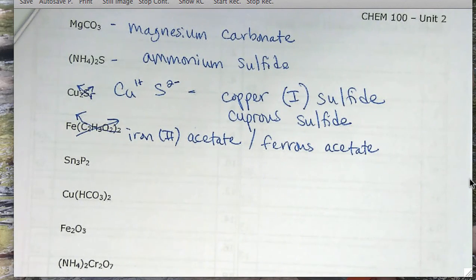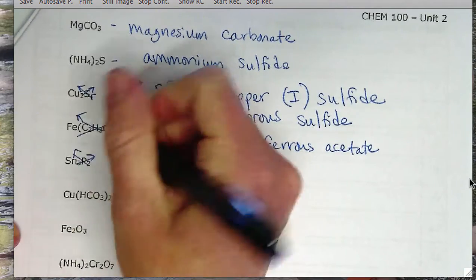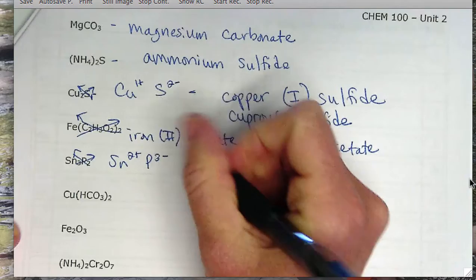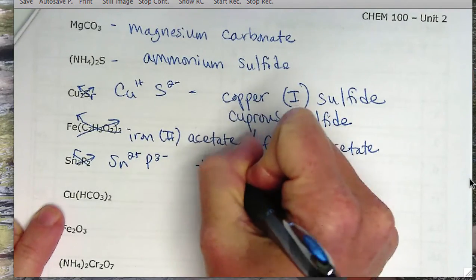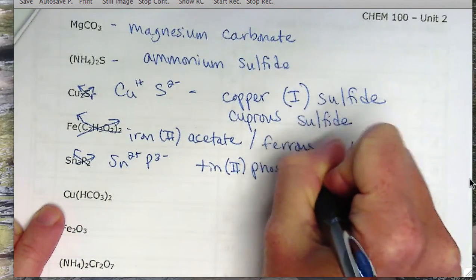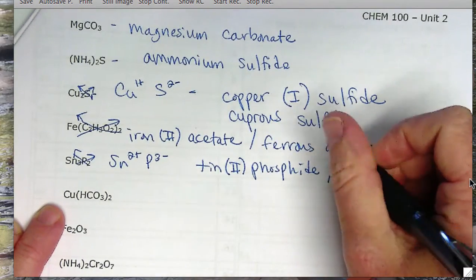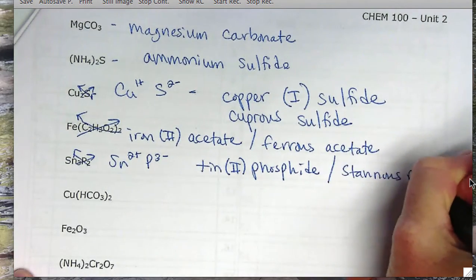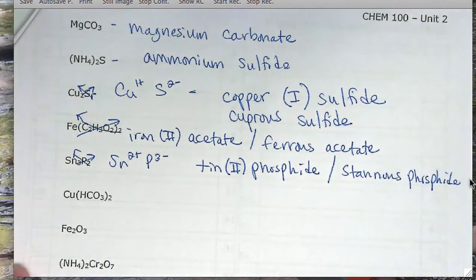Okay, the next one. Tin 2 phosphide, or stannous phosphide. Now, on a quiz or an exam, I would accept either. If you prefer, I do have students who prefer the common way. They're kind of old-fashioned. They like to say the -ous and the -ic.